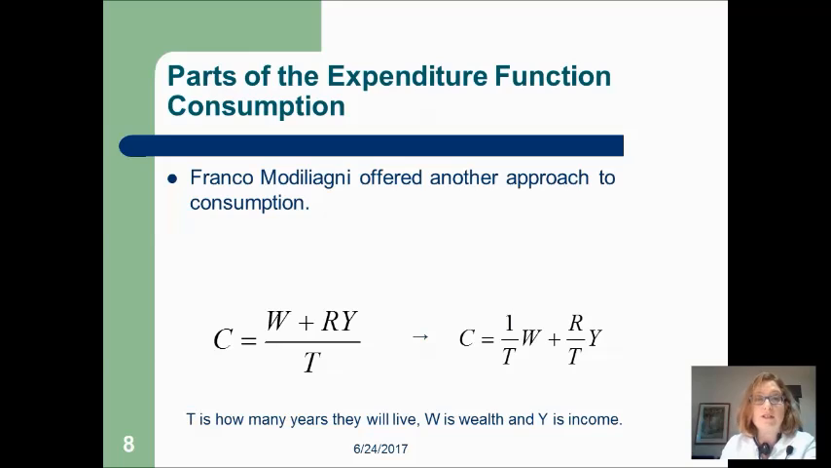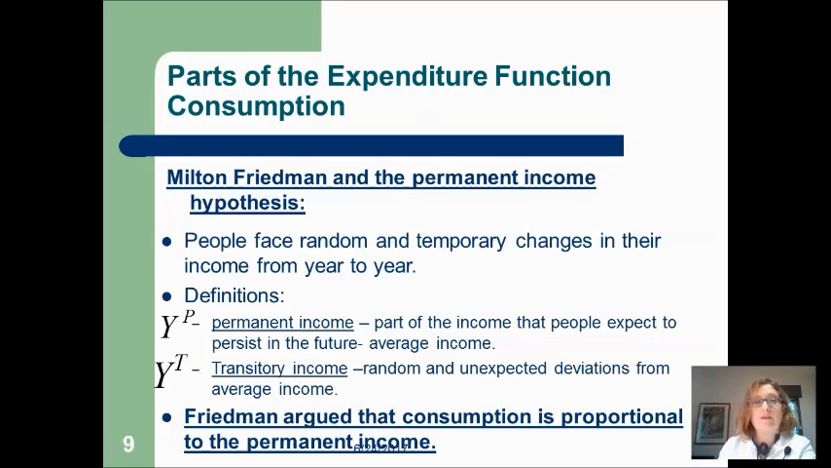Here W is the wealth, R is the number of years left until retirement, Y is the yearly income, which is assumed to be constant, and T is how much time we have until we die. So the consumption is taking the whole lifetime wealth and income and dividing it by how many years we are expecting to live.